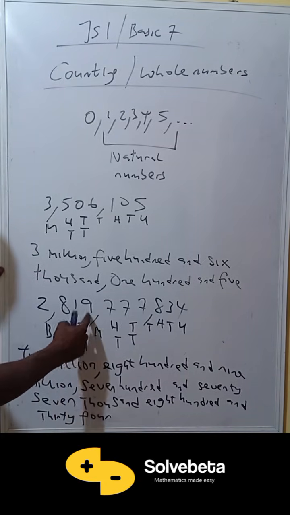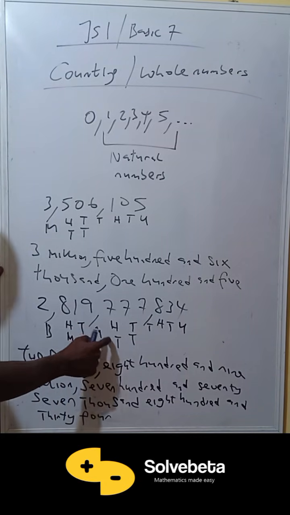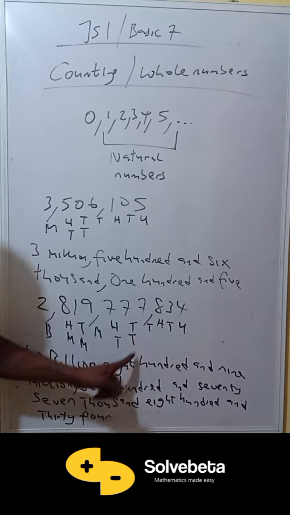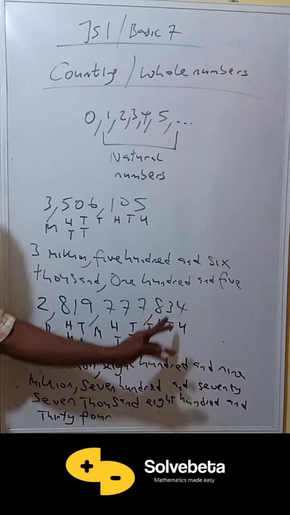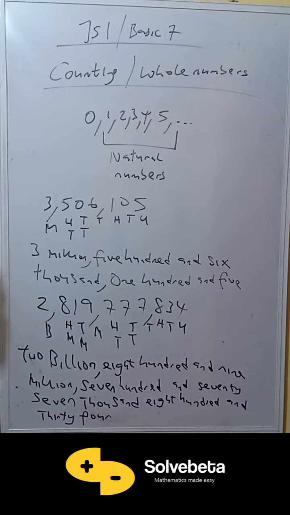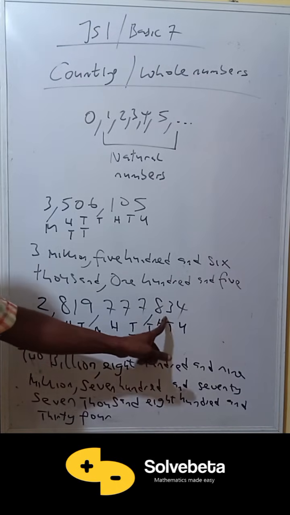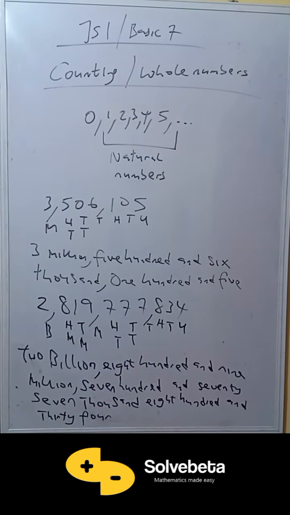This comma means that you call this place value 2 billion. And I told you how to put a comma after 3 digits. 1, 2, 3. Put it from right to left. 1, 2, 3. Also 1, 2, 3. So you have 2,809,777,834. So this is what we learned in the last class.